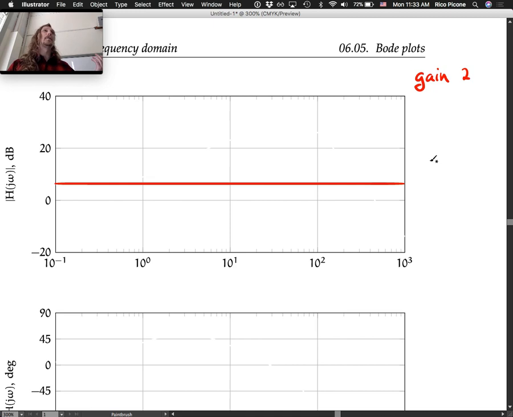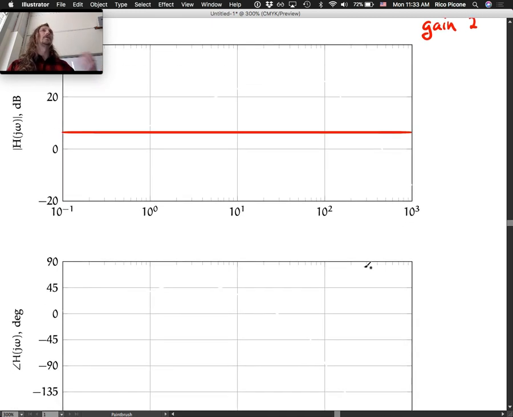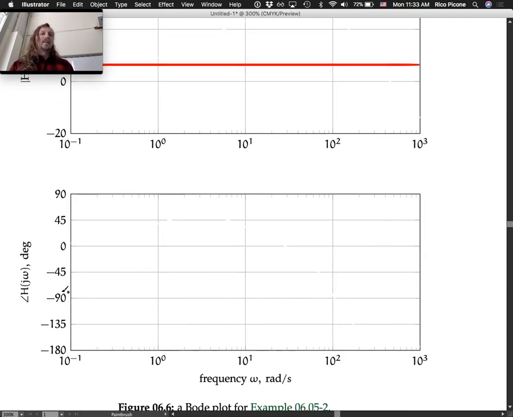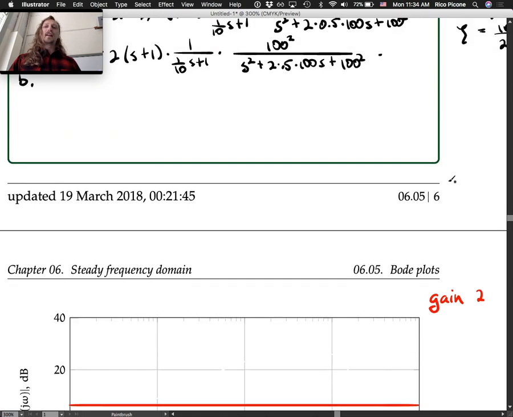It doesn't change with frequency, right? It just goes flat the whole way. The phase, if it's positive, which it was, is just 0 degrees. So it has no contribution. When you add zero to anything, it has no contribution, right? So that term was pretty easy. We just checked off the gain of two.